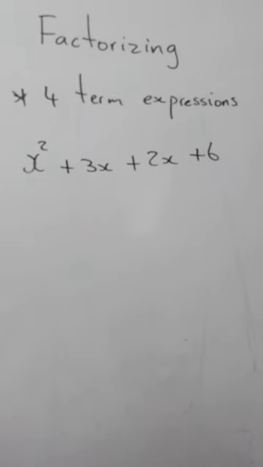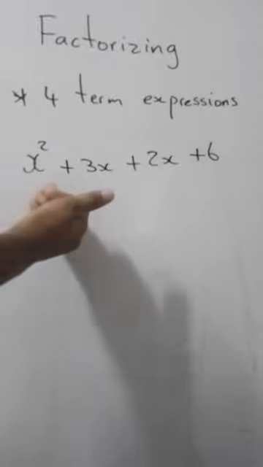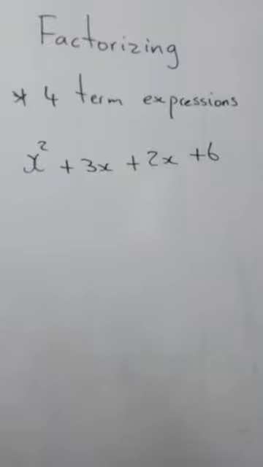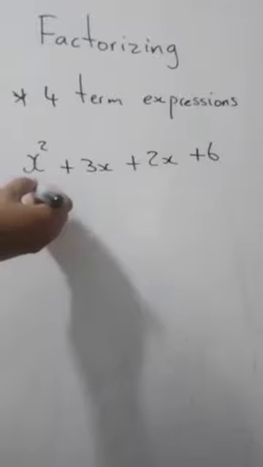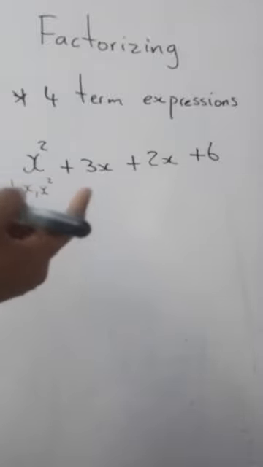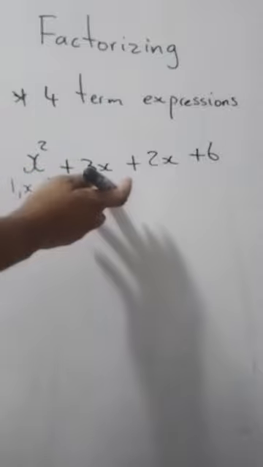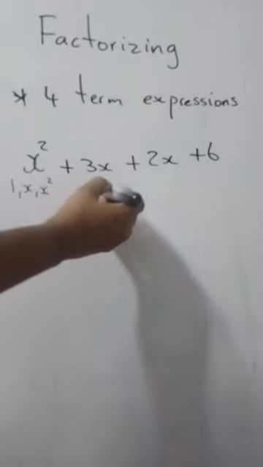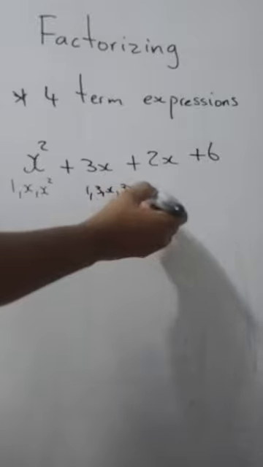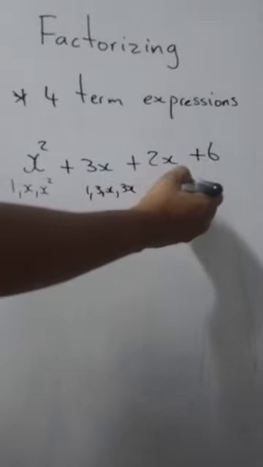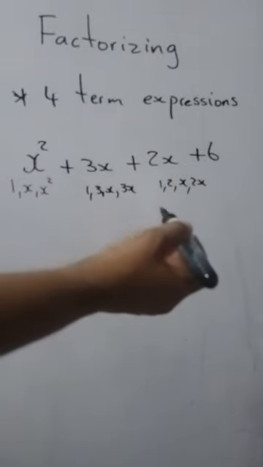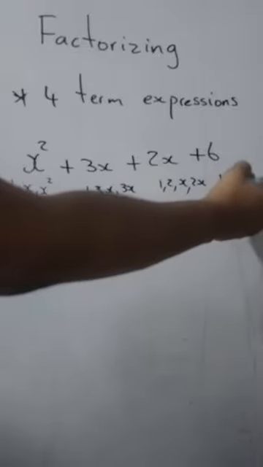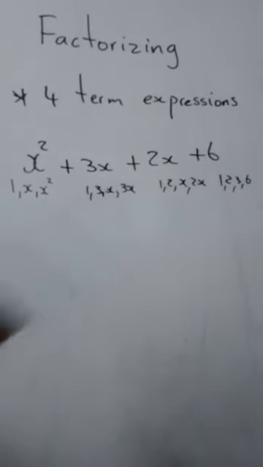Now, we're going to do a method called grouping, and there's a reason for that. If I was to try to factorize all four terms in this expression at once, you would take note that the factors of x squared would have been 1, x, and x squared. We've gone through this already, but we're repeating it for emphasis. The factors of 3x would have been 1, 3, x, and 3x. The factors of 2x would have been 1, 2, x, and 2x. The factors of 6 would have been 1, 2, 3, and 6.